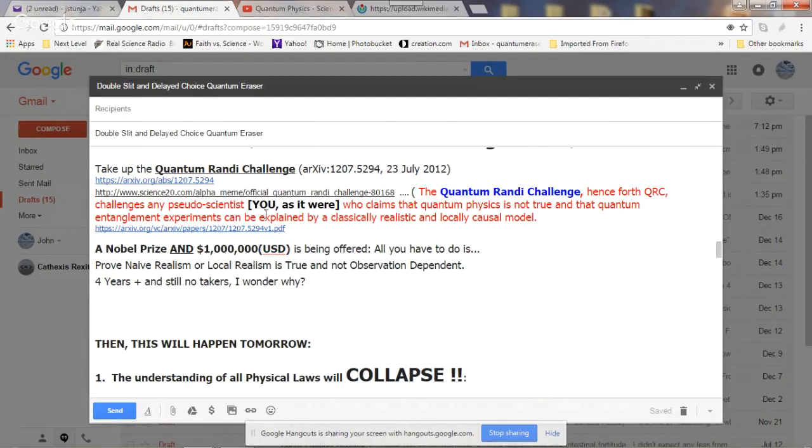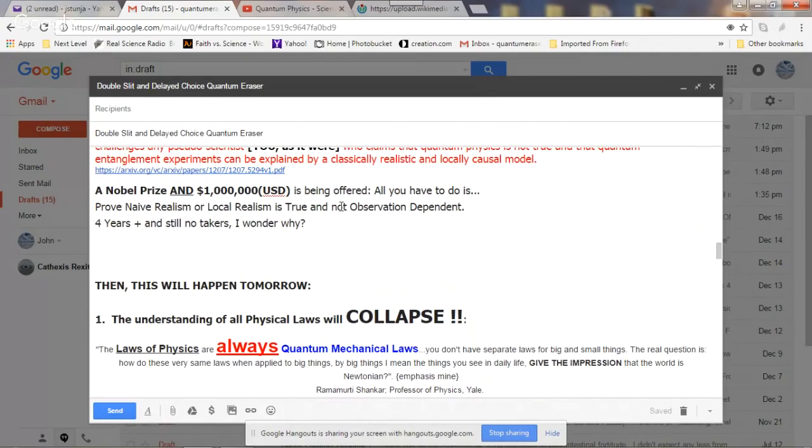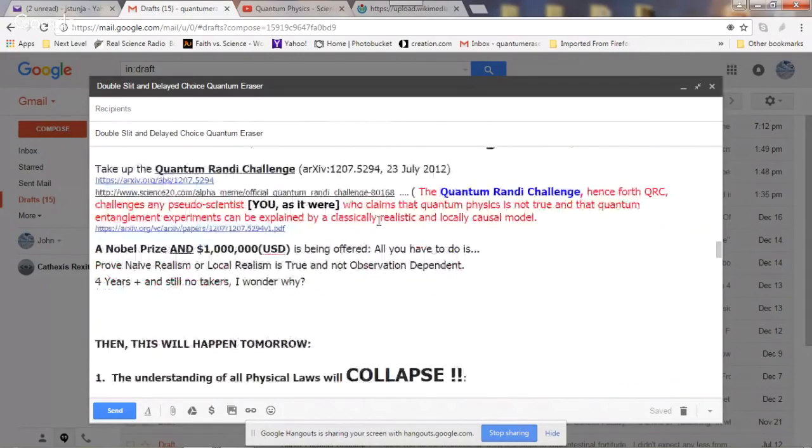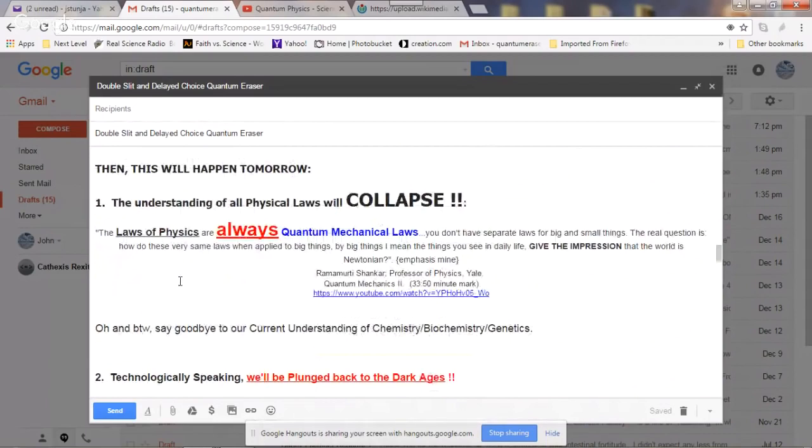That's why. But if you do this, then this will happen. If you do this today, debunk quantum mechanics, then this will happen tomorrow. The understanding of all physical laws will collapse. Like Professor Shankar, the chair of physics at Yale, says, the laws of physics are always quantum mechanical laws. You don't have separate laws for big and small things. The real question is, how do these very same laws, when applied to big things, by big things I mean things you see in daily life, give the impression that the world is Newtonian?